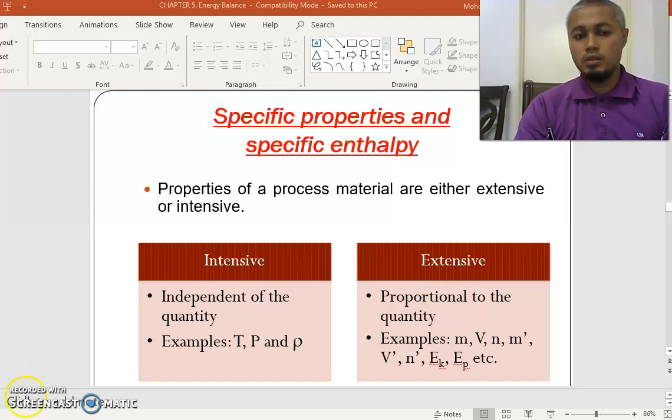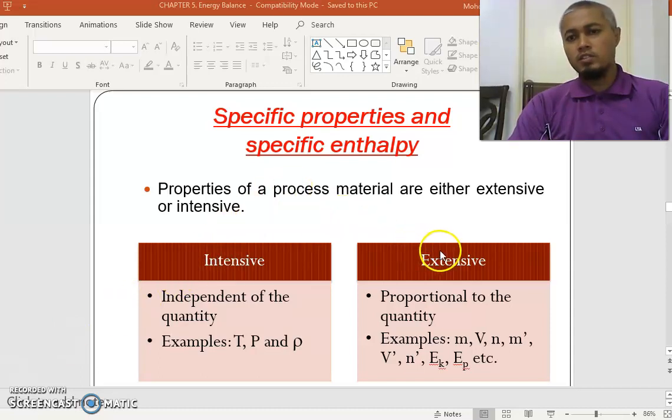Okay, after learning about this topic, we should know how to read the steam table, which we will later use to solve energy balance problems. Before that, we should know what intensive and extensive properties are.